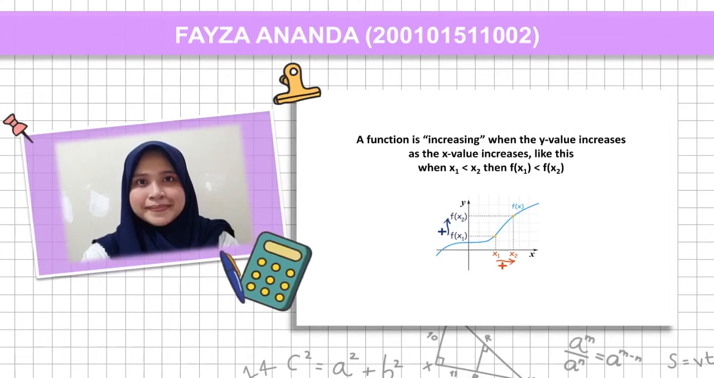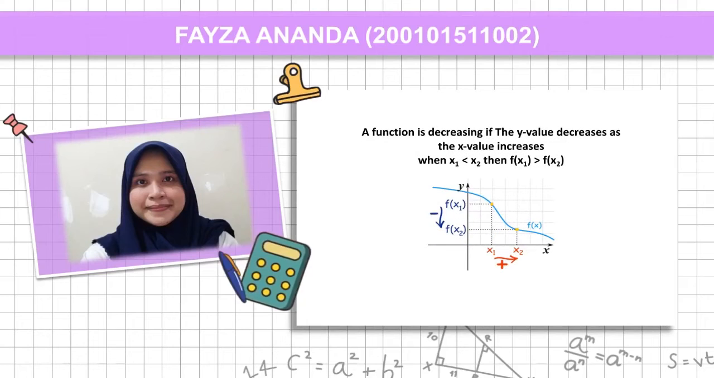A function is increasing when the y value increases as the x value increases, like this. When x1 is less than x2, then f(x1) is less than f(x2). A function is decreasing if the y value decreases as the x value increases. When x1 is less than x2, then f(x1) is greater than f(x2).